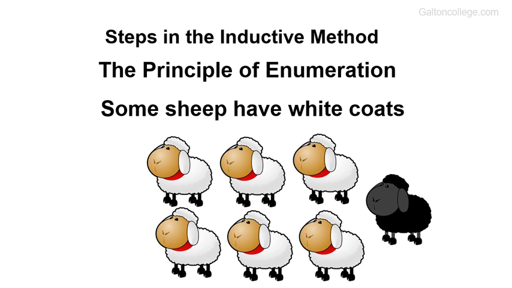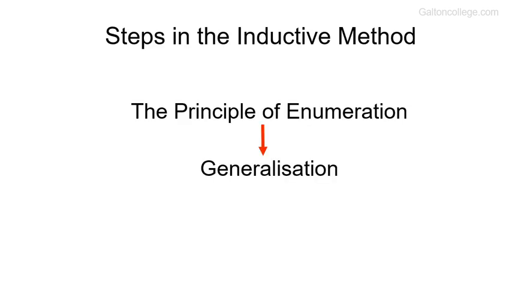We can say some sheep have white coats. We move from all to some. All is universal. Some is particular. We've moved to the particular. So the steps in induction: the principle of enumeration, count up and see what we've got. Generalize if we can, which we did with the white sheep. And we've induced from the generalization that all sheep have white coats. But then we found it was not true. So we start again.